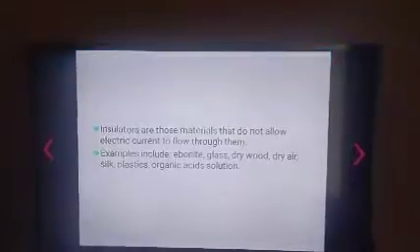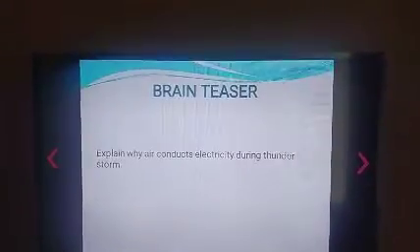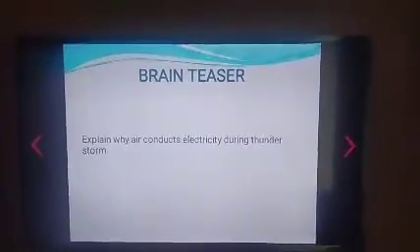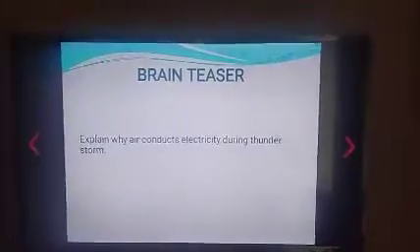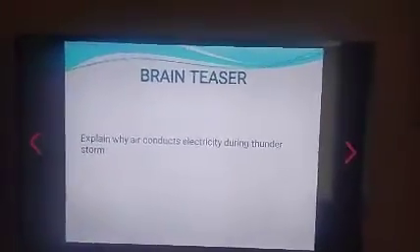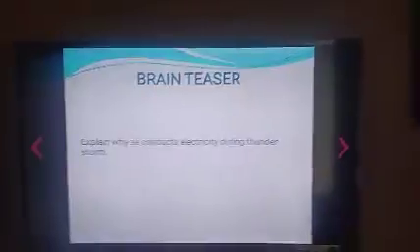Now let me leave us with a brain teaser. Explain why air conducts electricity during a thunderstorm. Remember I told you earlier that an example of a conductor is damp air, but this brain teaser didn't say damp air. So explain why air conducts electricity during a thunderstorm.